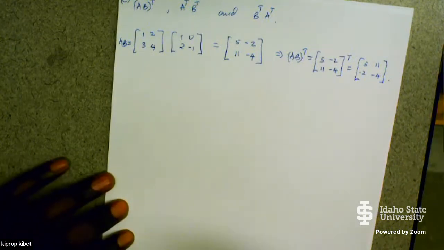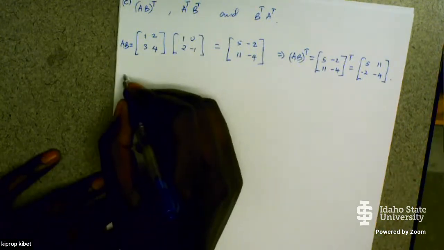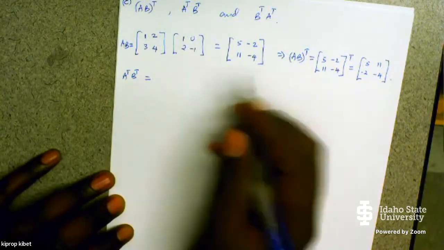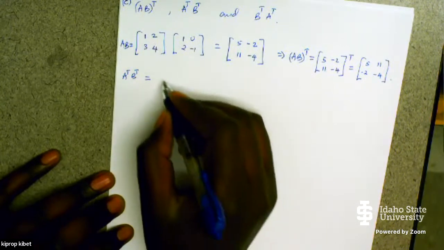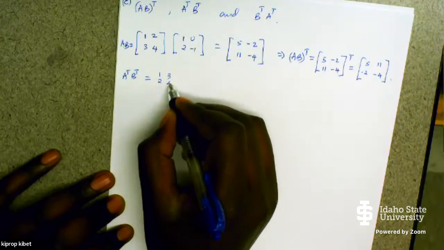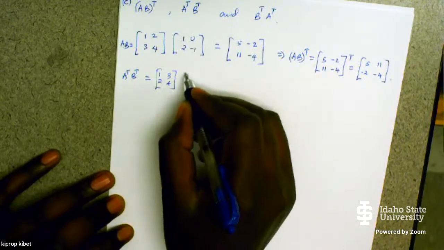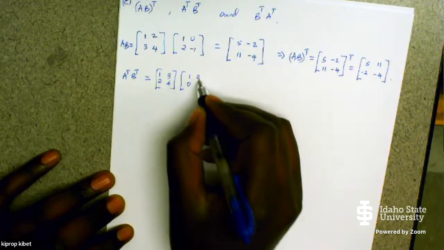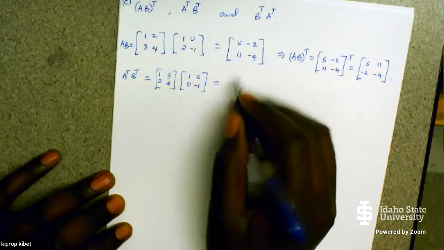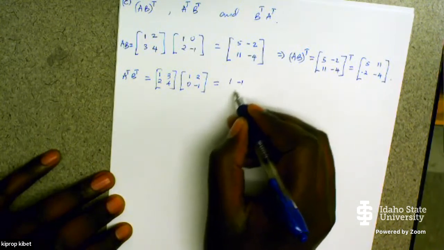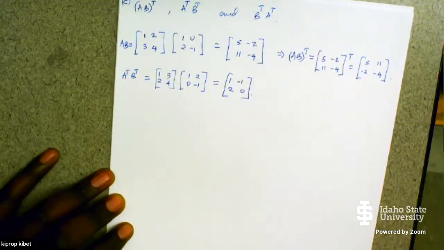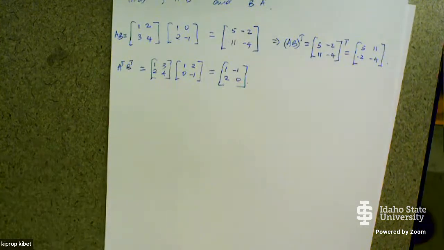Now, what about A transpose B transpose? This is the same as transposing A, which is [[1, 3], [2, 4]], multiplied by B transpose, [[1, 2], [0, -1]]. And what you should get there is [[1, -1], [2, 0]]. So that is what you get.